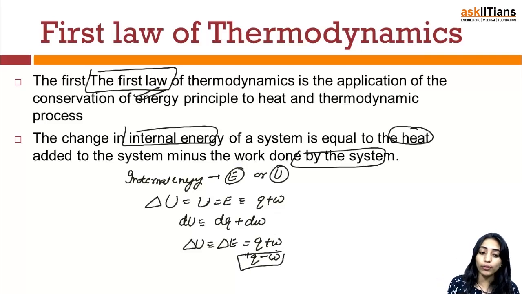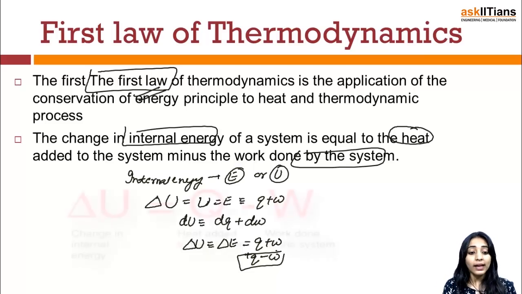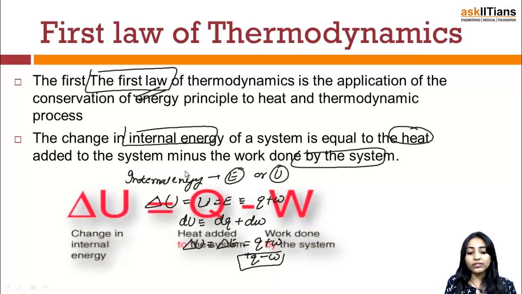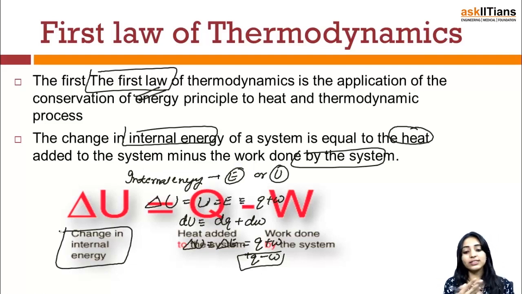And hence we come over to the first law of thermodynamics, which basically deals with the conservation of energy. Let's try to have further discussion. Here we have written the same thing again: delta U, which is the change in internal energy, is equal to Q minus W. This is what I tried to explain.